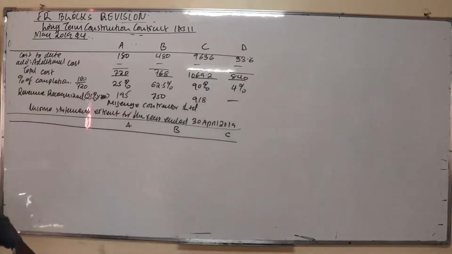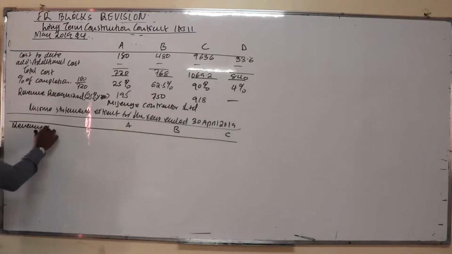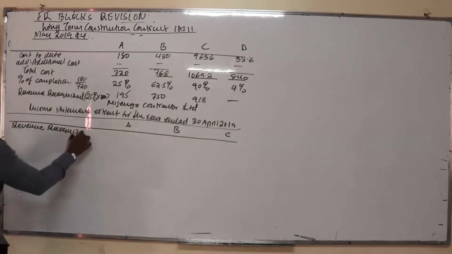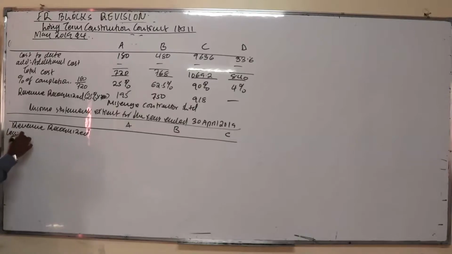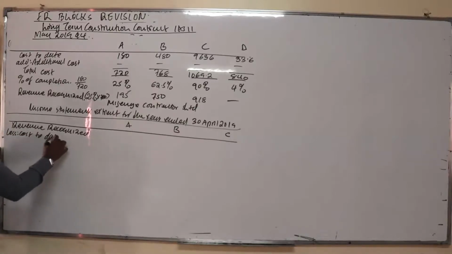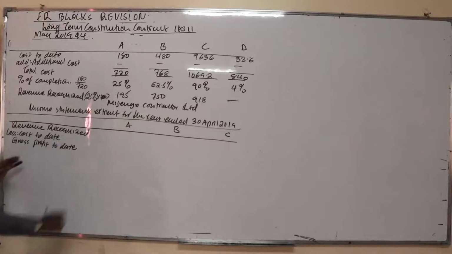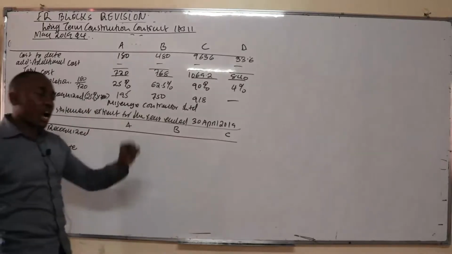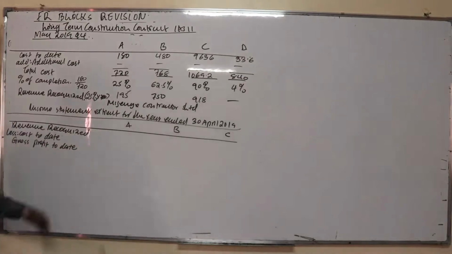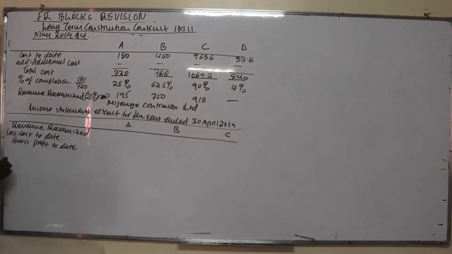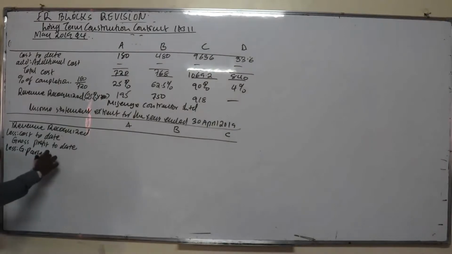Let me take you back to the format of the income statement. You take revenue recognized, then you raise cost to date. Once you get the cost to date, that's how you get the gross profit to date. Up to that point is what you call the trading account, up to where we have the gross profit. Then you factor in other items, that's when you combine with the income statement. So once you get the gross profit to date, you raise gross profit already recognized.